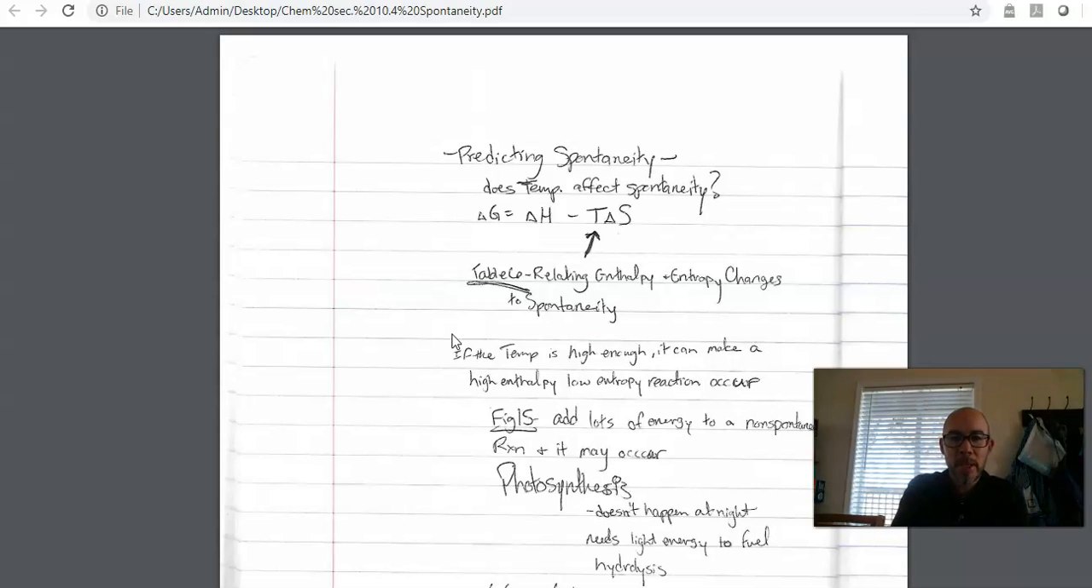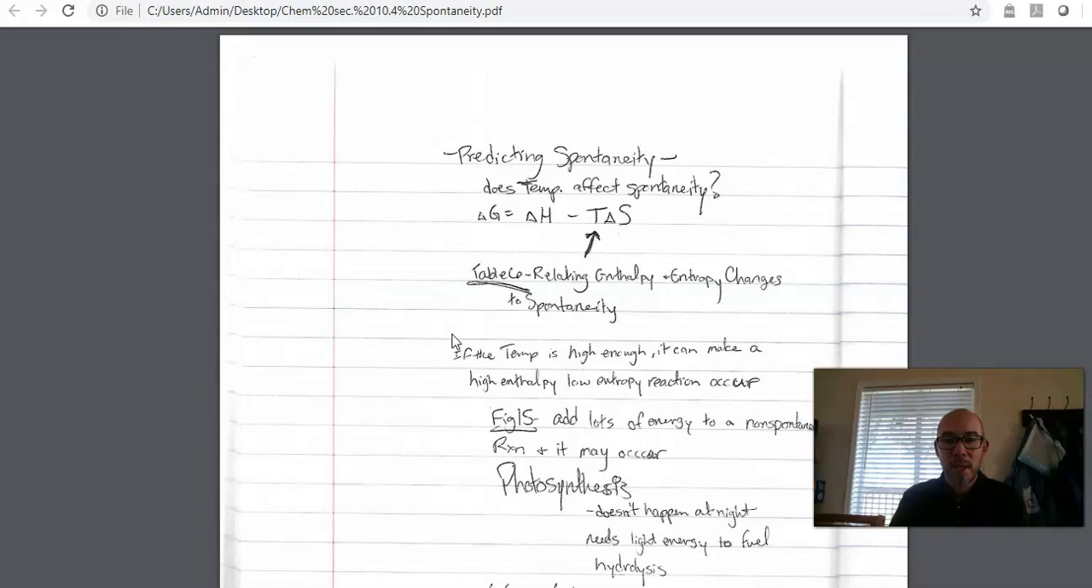I'll give you the best example of thinking about a reaction that's spontaneous. Predicting spontaneity, then: how does temperature affect it? Because temperature is sitting right there in that equation. If temperature is really big and delta S is positive, then you're going to be subtracting a big number. You're going to be subtracting an even bigger number if you increase the temperature. So you want to think about that.